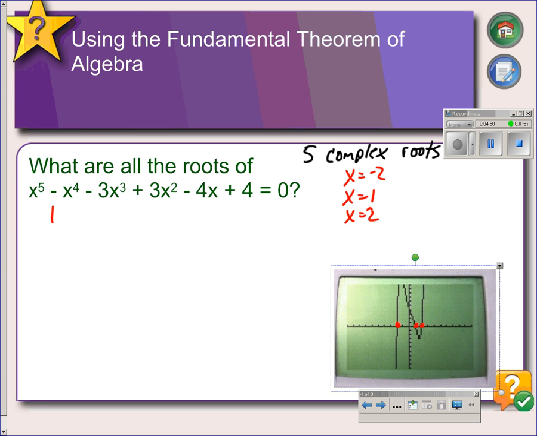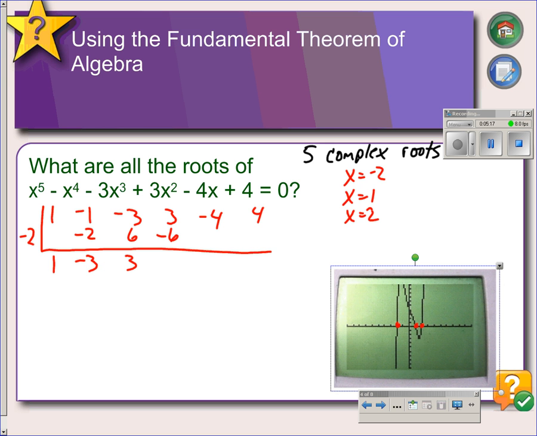So I'll put out the coefficients, 1, negative 3, 3, negative 4, and 4. And I'm going to divide by negative 2. So just doing the math here, multiplying gives me 6, adding is 3. Negative 6, negative 3, positive 6, 2, negative 4, 0. So it turns out negative 2 is definitely a root. And now I can take the coefficients that are here on the bottom and I can just divide into that group. I don't have to go to my original equation, and I'm going to divide off the next 0. So dividing by 1 this time.